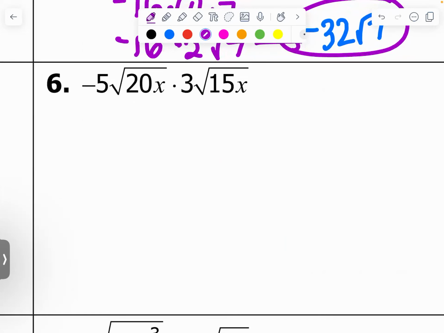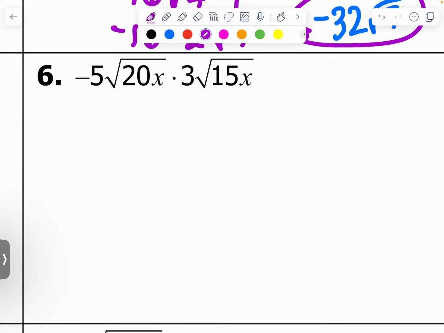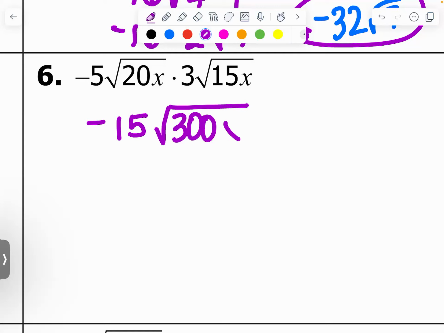All right, let's talk about this one. You still haven't done them multiple. That's your problem. All right, so when we multiply the outside numbers, Henry, what do we get on the outside? -15. Okay, when we multiply underneath, Zayden, what do we have underneath? 300 x squared.